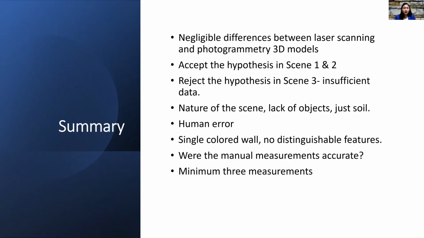A point to think over here is whether the manual measurements were accurate. They're always approximate values, so the error could be on that aspect as well. And a minimum of 3 measurements is required in order to attempt any check on accuracy. So for photogrammetry or laser scanner, a minimum of 3 measurements is required, and the average is also good. With this, I am leaving the floor open for any questions.